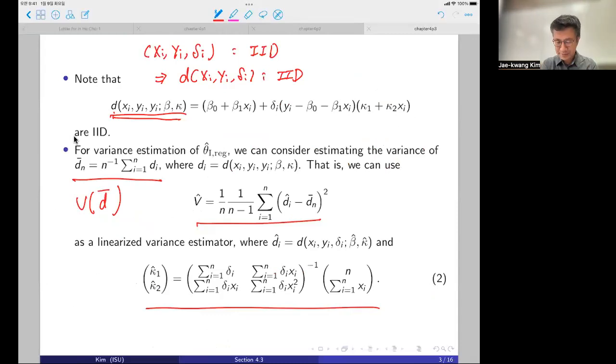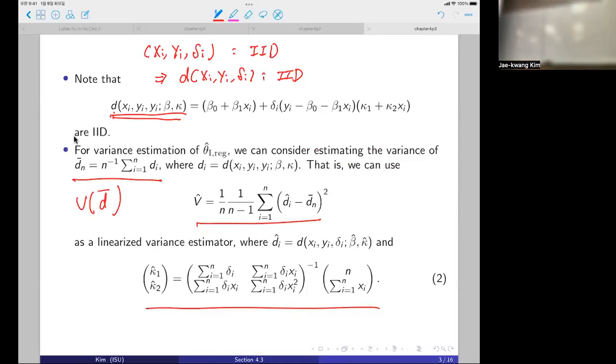Now that means you have a variance estimation formula. Using all this, you have the variance formula. That's a little bit tedious, how you derive all these. It's very labor intensive.